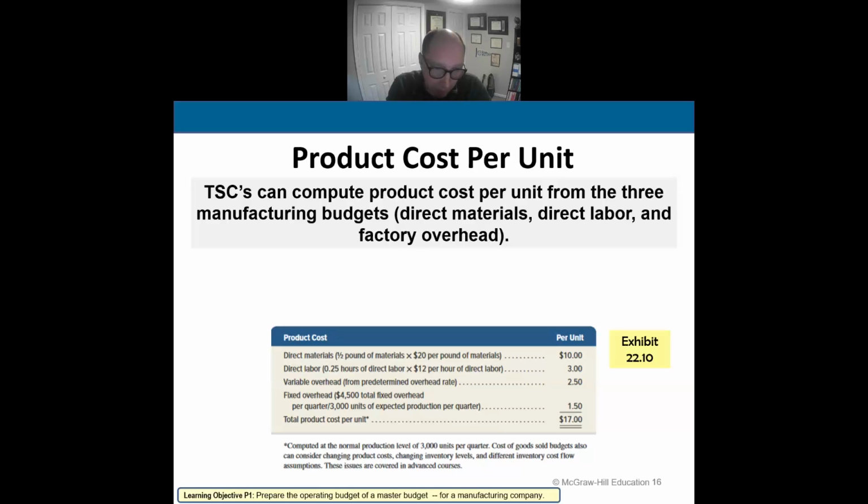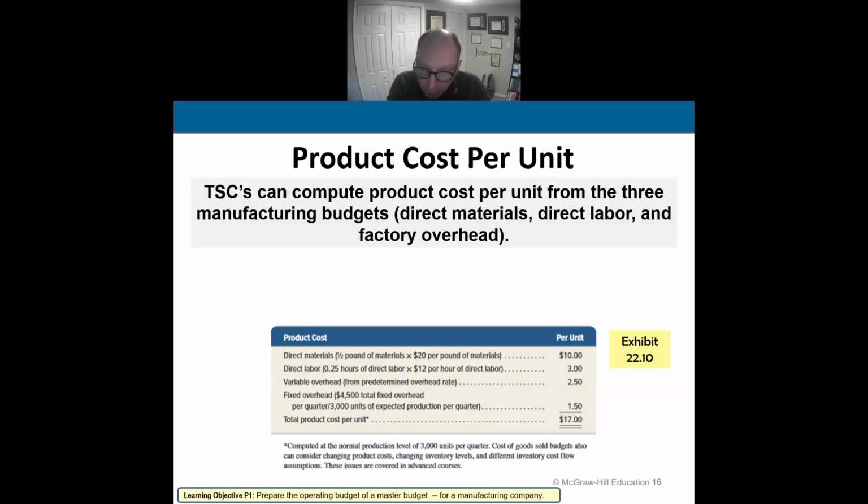We also know how to break that out per unit. For direct materials, we had said that we'll use half a pound of wood for each hockey stick. The average pound of wood is $20 per pound. So $20 per pound times half a pound is $10.